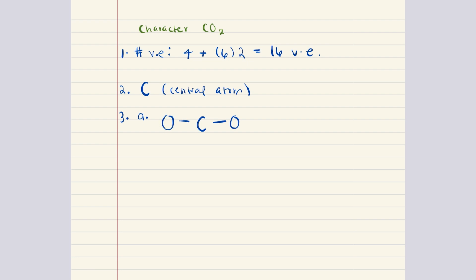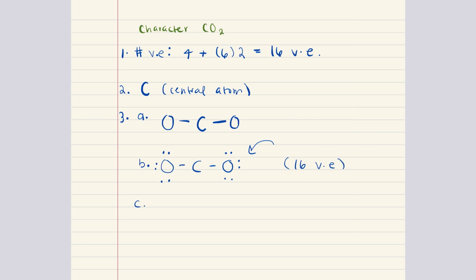The second thing we want to do as part of step 3 is then complete the octet for the outer atoms. So we're going to go ahead and add enough valence electrons to these oxygens to satisfy their octet rule. We're going to have to draw 6 valence electrons for each oxygen. Now, if we account for all of the valence electrons we have drawn here, we have used and assigned 16 out of the 16 valence electrons we have.